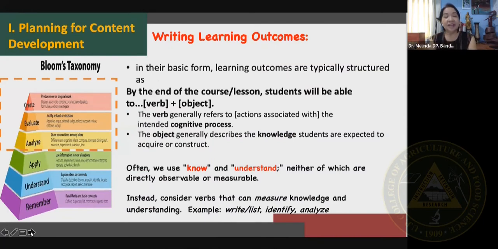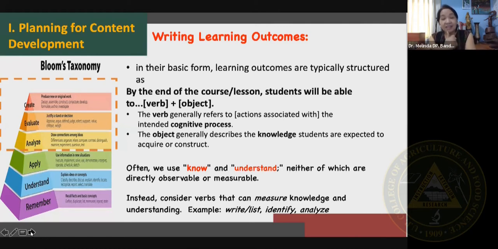So nandito na tayo. So when we sit down to write, okay? Susulat na tayo, i-develop na natin yung ating review materials. So alam na natin yung assessment, now we will be writing our learning outcomes. Okay? So in their basic form, learning outcomes are typically structured, and I think you are all familiar with this. So again, this is just a review.